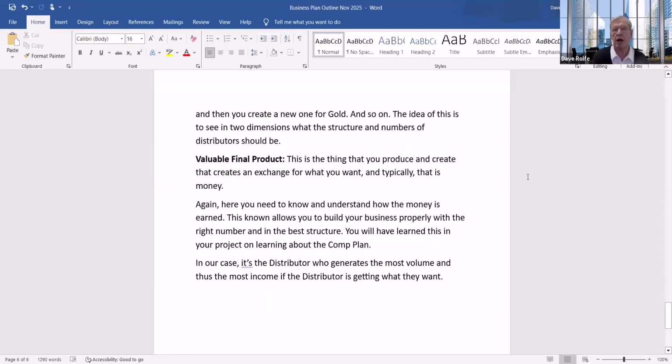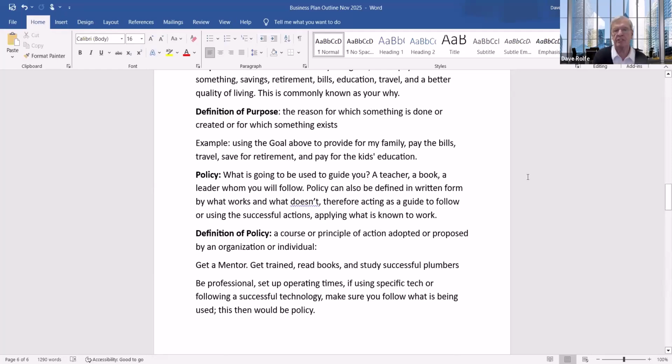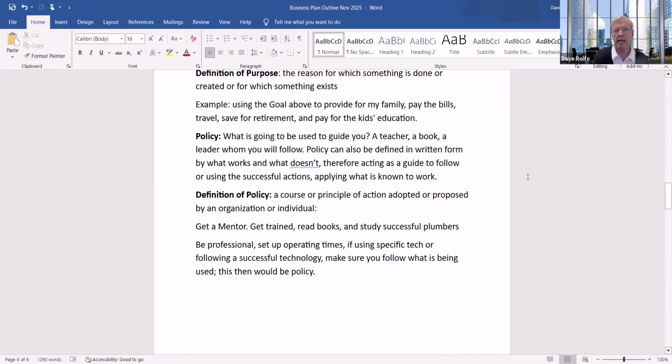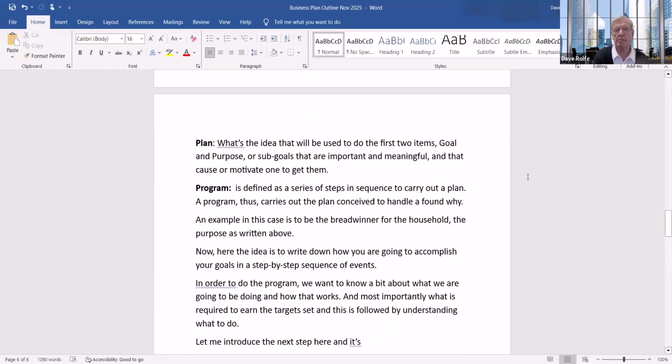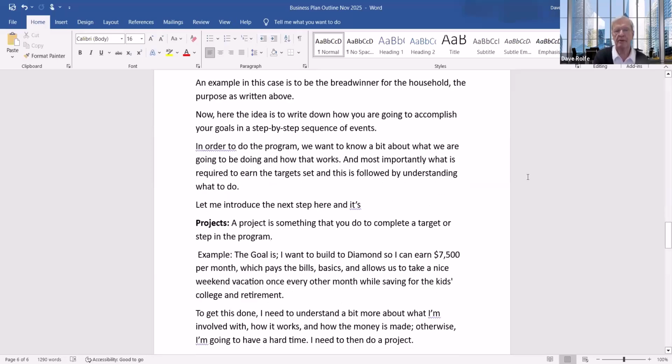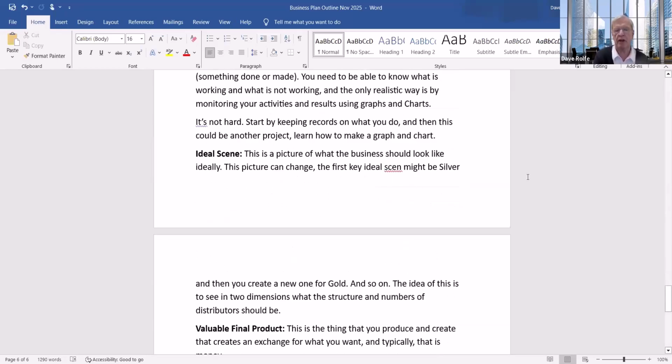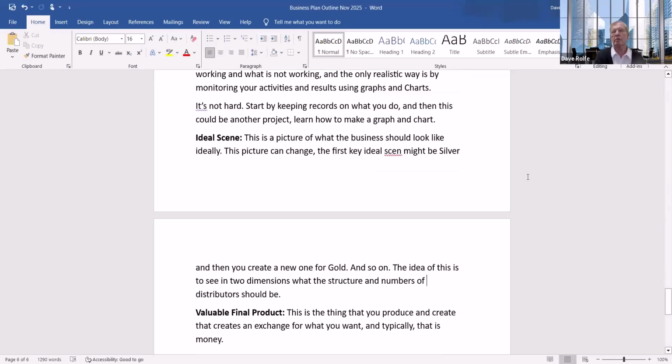So let's just go back up to the top here and take a look at this. So you have these 10 points: goal, purpose, policy, plan, program, projects, orders, statistics, ideal scene, valuable final product. Now, you take your scene, whatever you're trying to accomplish, who you want, who you are, and you write out all of the points for you. What's your goal? Write it down. What's the reason for the goal? What's the purpose behind that? Write it down. And what's the plan for you to get that goal?